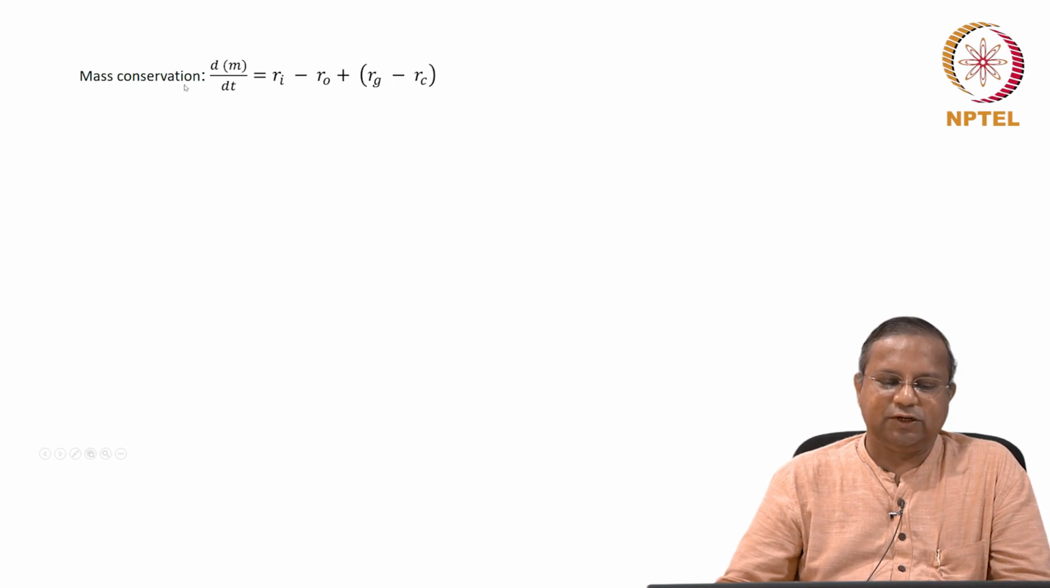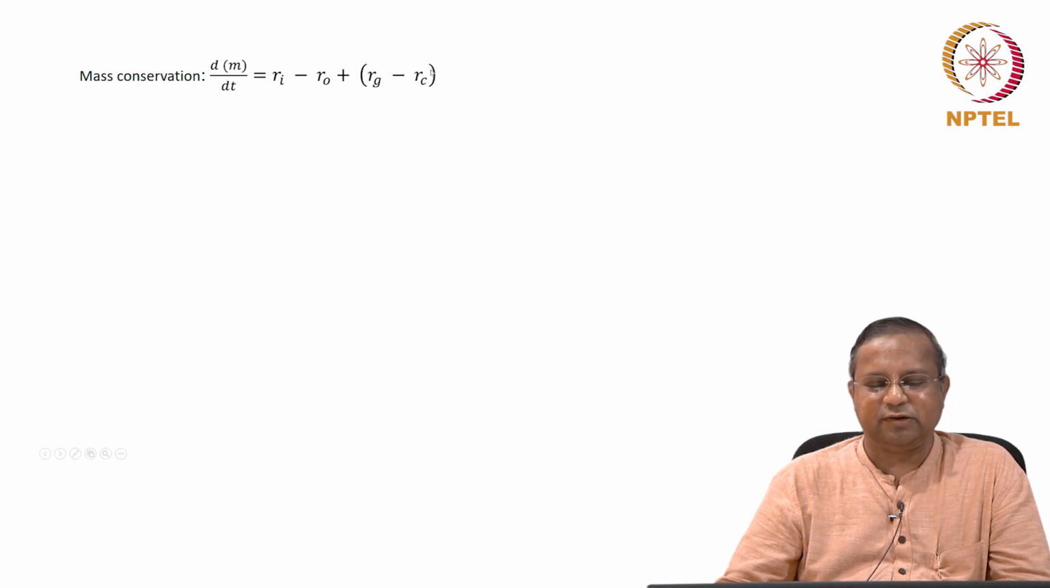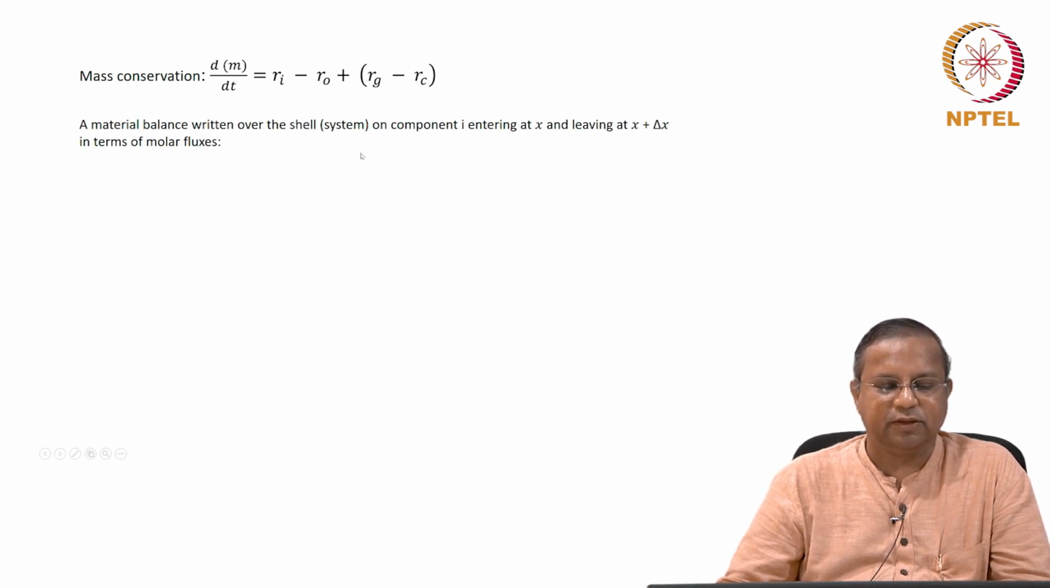So, our mass conservation equation, as you all know, which can be used blindly, is dm/dt is input rate minus output rate plus generation rate minus consumption rate. You could consider both these together and call it the net production rate, R generation minus R consumption, as some sort of a net production rate.